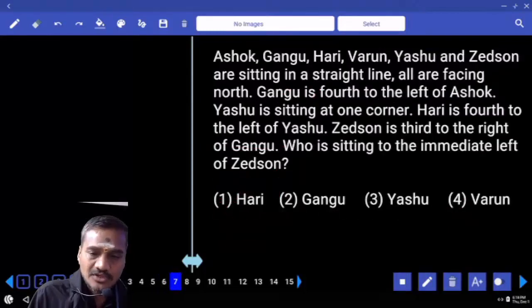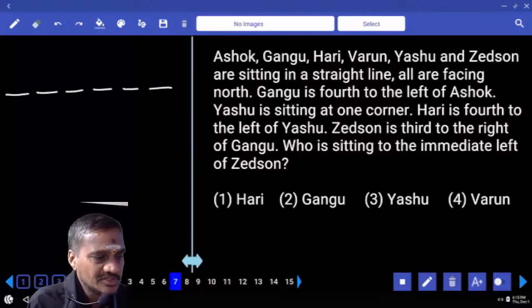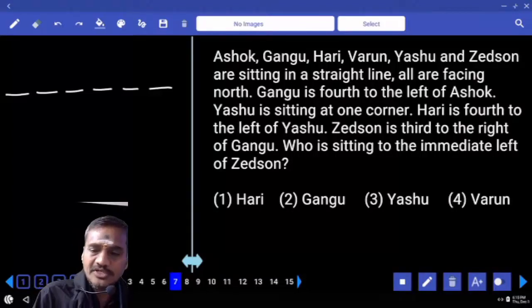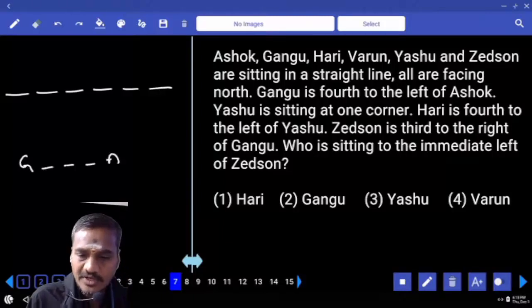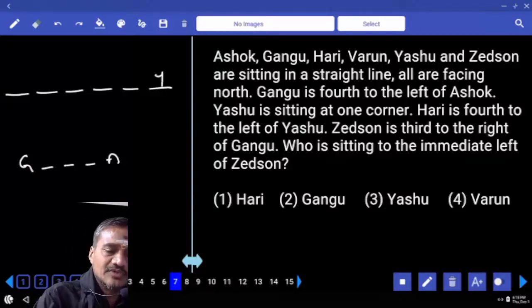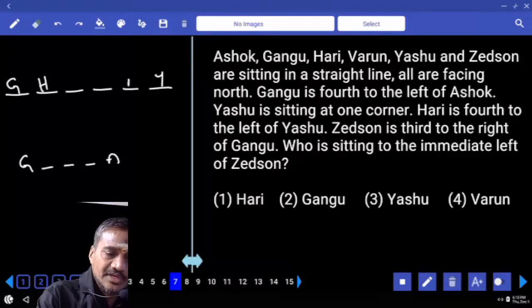Then the 7th one: Ashok, Gangu, Hari, Varun, Yasu and Jetson are sitting in a straight line. All these persons are facing towards which direction? North. Gangu is 4 to the left of Ashok, and Yasu is sitting at one of the corners. Hari is 4 to the left of Yasu. Yasu is at the corner, so Yasu is here. 1, 2, 3, Hari is here. Between G and A, we need exactly 3 people. 1, 2, 3, and A is here.